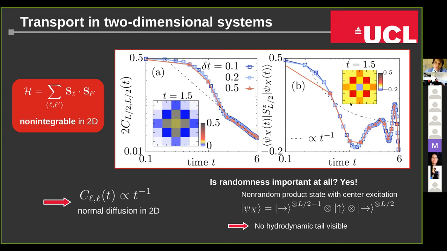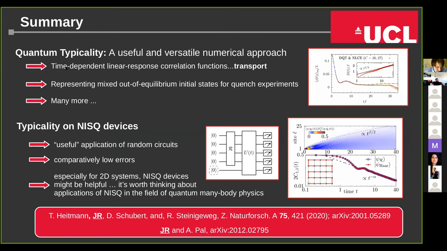Okay, so this is everything I wanted to tell you. I think I've spoken way too long. I'm sorry for that. I hope I convinced you that typicality can be a really useful numerical method and that it might also be useful for these upcoming noisy quantum devices.